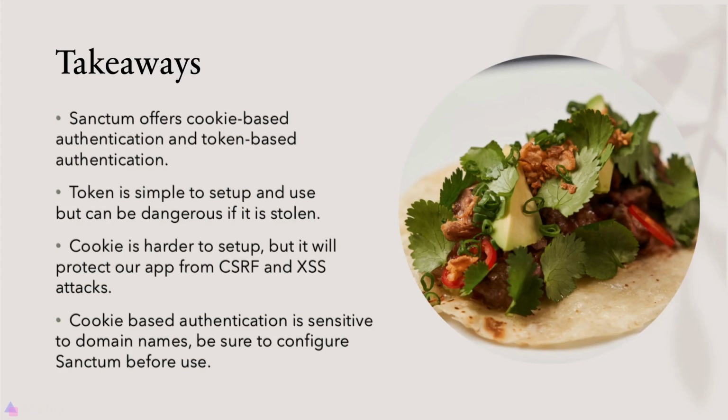Alright, key takeaway for this lesson. Sanctum offers cookie-based authentication and token-based authentication. Token-based authentication is simple to set up and use, but it can be dangerous when a token is stolen. Cookie-based authentication is harder to set up, but it will protect our app from CSRF and XSS attacks. Cookie-based authentication is sensitive to domain names, so be sure to configure Sanctum before use.